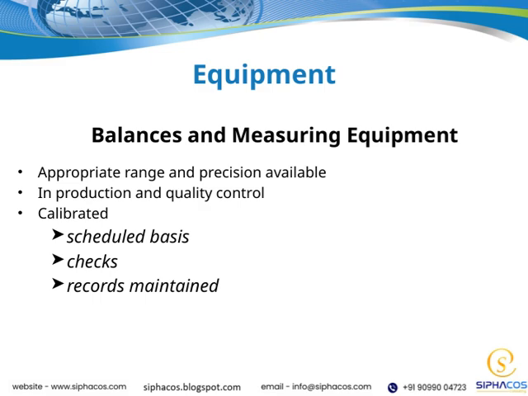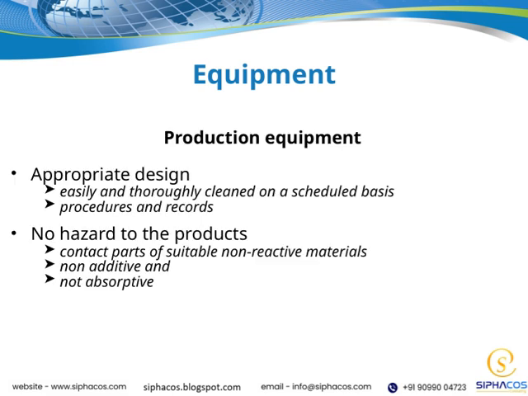Regular checks help us verify that everything remains accurate over time, preventing errors before they occur. Maintaining detailed records of these checks is crucial, as it provides documentation that our equipment is consistently performing correctly. Overall, using properly calibrated and well-maintained equipment ensures reliable measurement results, which supports the integrity of our entire quality management system.